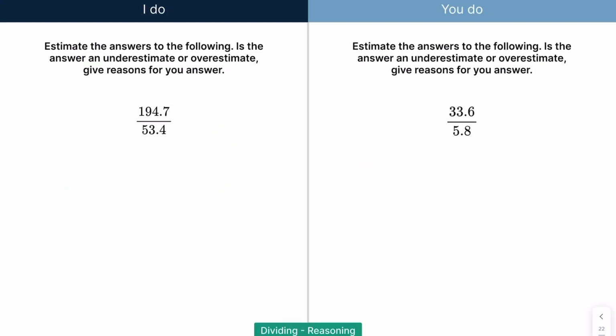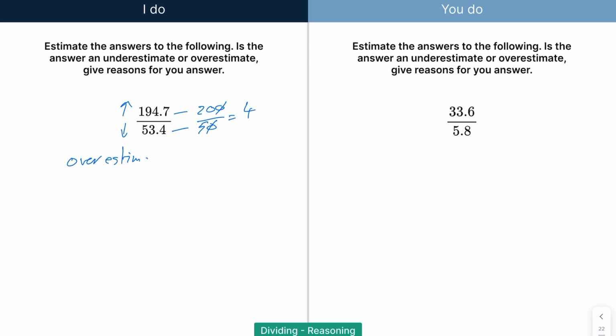Now moving on. So we're looking at fractions now. So it's the exact same thing, a little bit different. So if you do this to one significant figure, that's 200. Do this to one significant figure, that's 50. So the answer is 4. Now notice that the denominator has been rounded down and the numerator has been rounded up. So when this is the case, it is an overestimate.